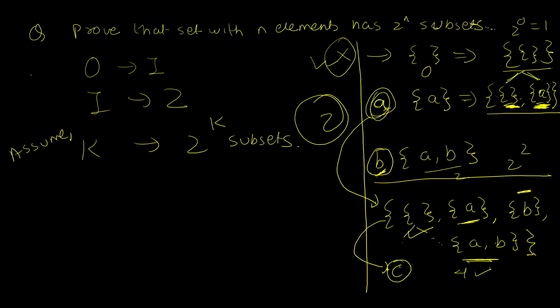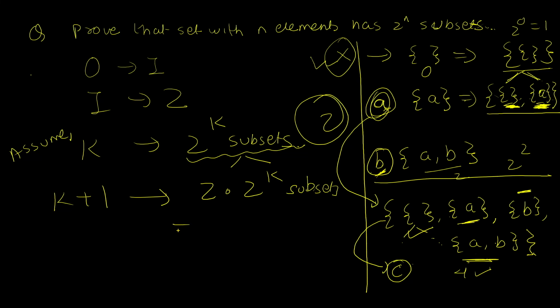And based on this whole reasoning, when I get to my k plus 1th step, that is like adding one more item to my set, I know that each of these subsets will give rise to 2 subsets each. So on the k plus 1th iteration, I'm going to have 2 times 2 to the power k subsets, which is also equal to 2 to the power k plus 1. So by assuming that a set with k elements has 2 to the power k subsets, I'm able to prove using induction that a set with k plus 1 elements has 2 to the power k plus 1 subsets.